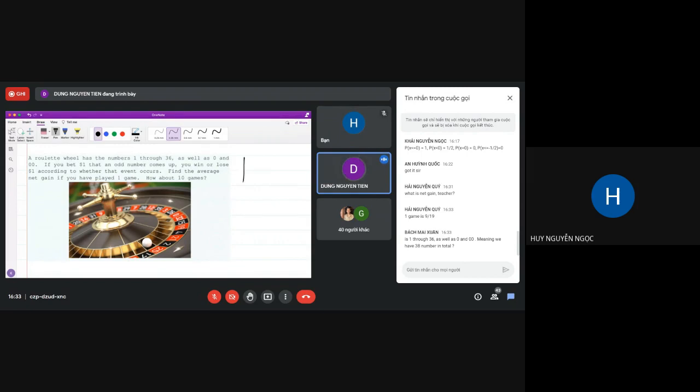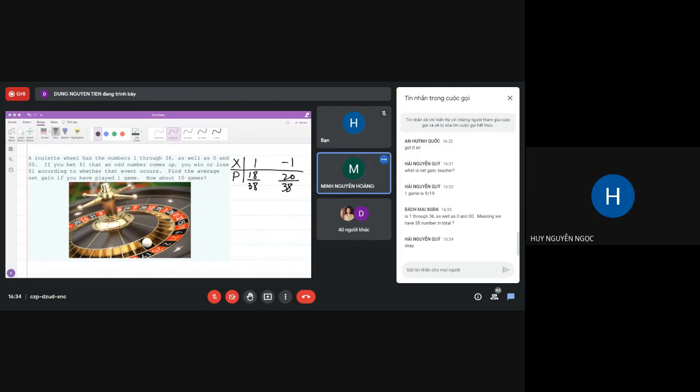First of all, you need to get the model. X could be 1 or -1 with the probability 18 over 38 for winning and 20 over 38 for losing. Correct? Do you agree? Right, we have 38 numbers in total.